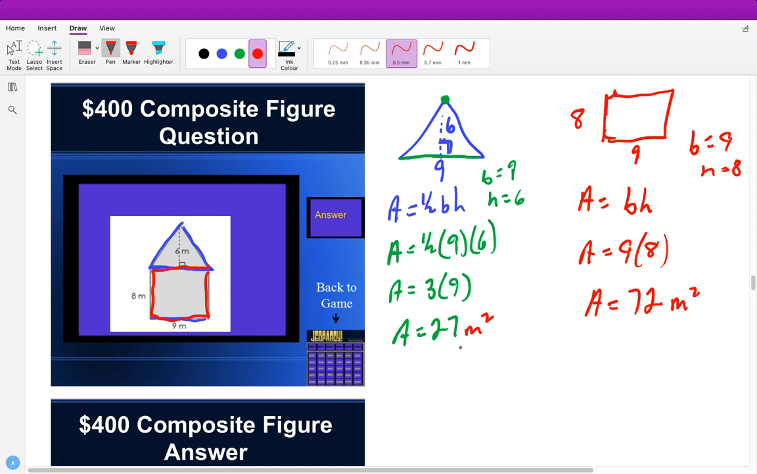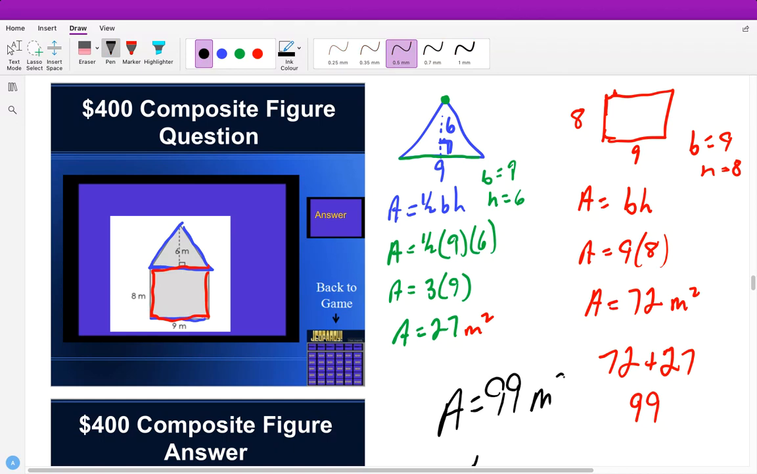And now, unlike the other one, we're not removing anything. We are actually saying that these two pieces that we have are both part of our area, so then we need to add them together. So it'll be 72 plus 27, and that will then give me 99. So then our overall area is equal to 99 meters squared, because we are adding these two together. All right, let's move on to the next question.